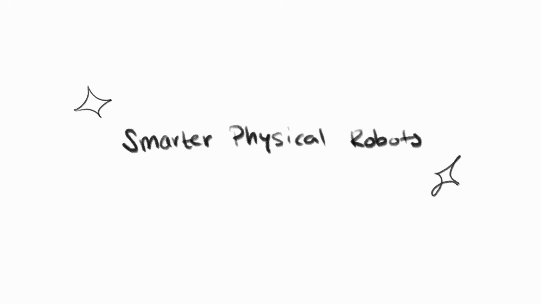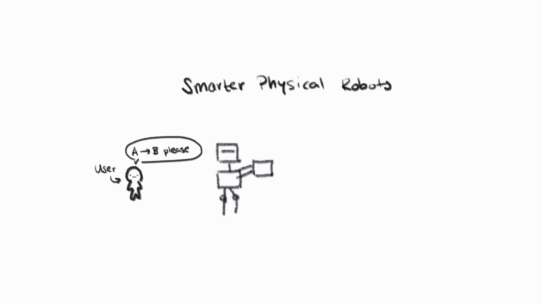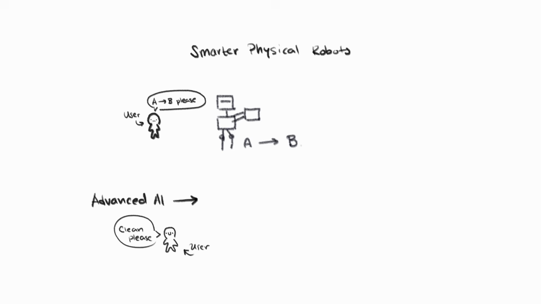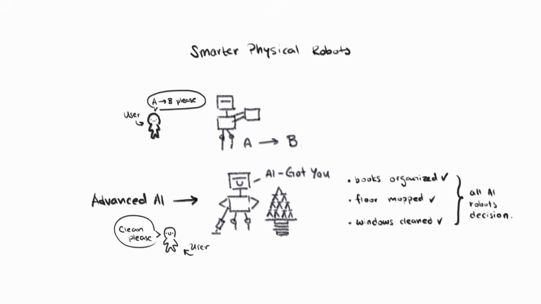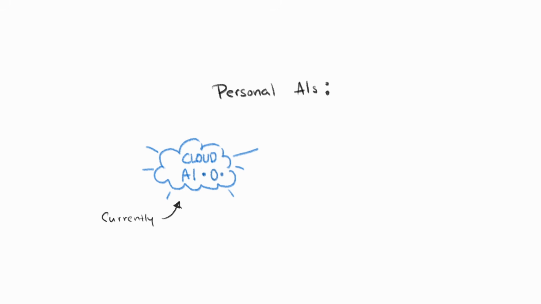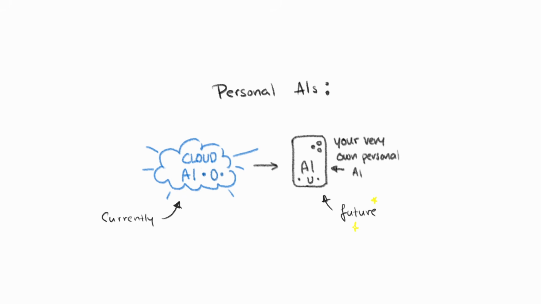Secondly, physical robots will be much more advanced in the sense that they will not just move something from A to B. With advancement, they will decide on how to organize and clean things for you personally. And thirdly, we are going to have a personal AI. So at the moment, we use one giant AI in the cloud to access AI. But with 3 nanometer chips, we will have our very own AI on our phone.